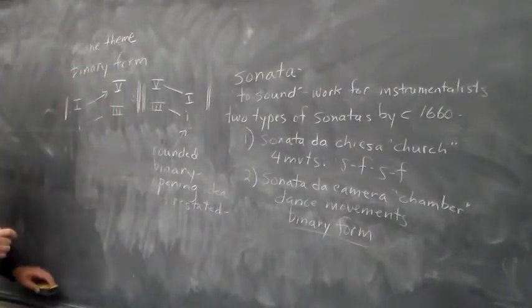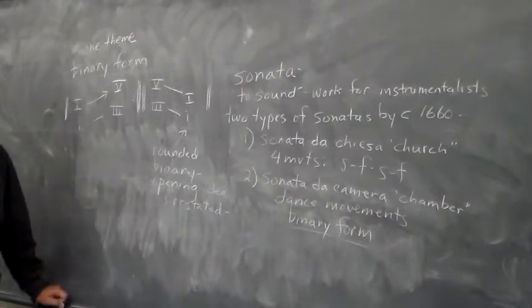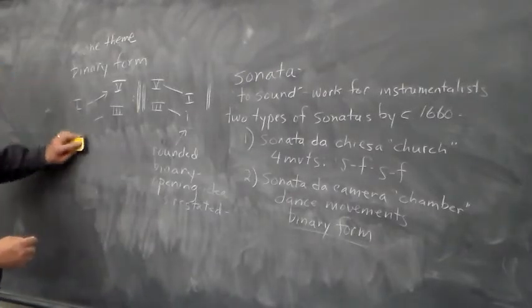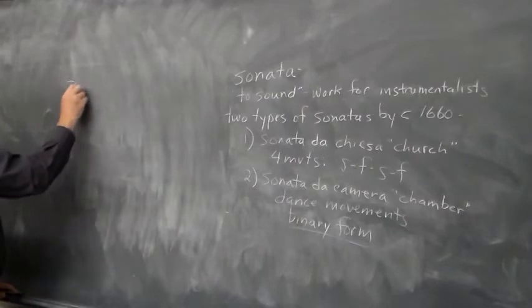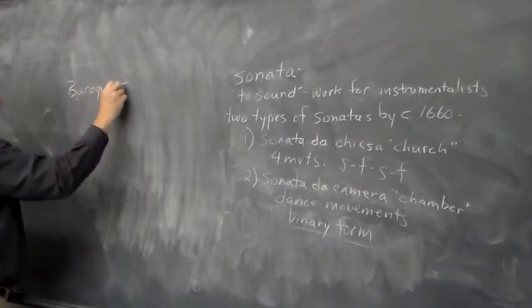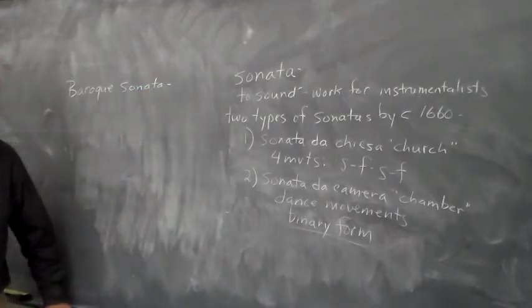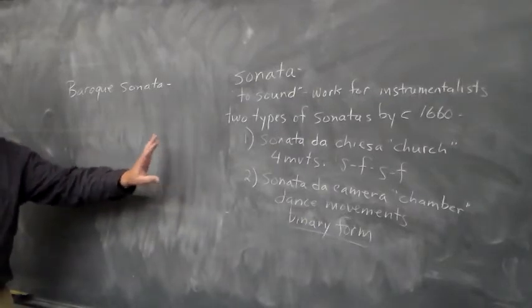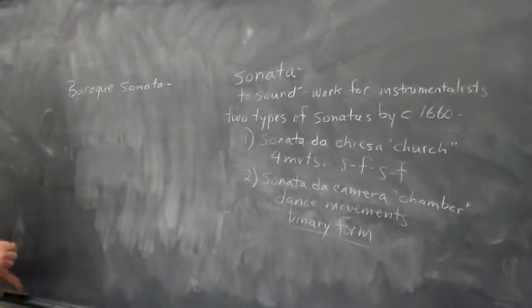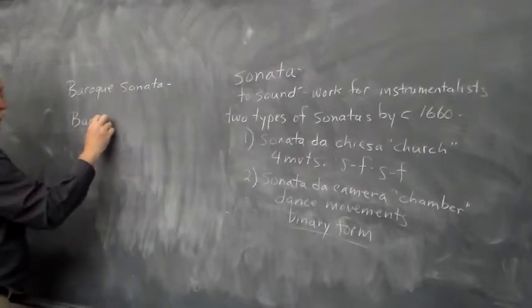What happened then in the second half of the Baroque is that these two basic types of sonatas then developed into the Baroque sonata, which you think of as the sonatas that have the four movements, slow, fast. So it's like what Bach wrote for solo violin. And so that's from the Sonata da Chiesa type.